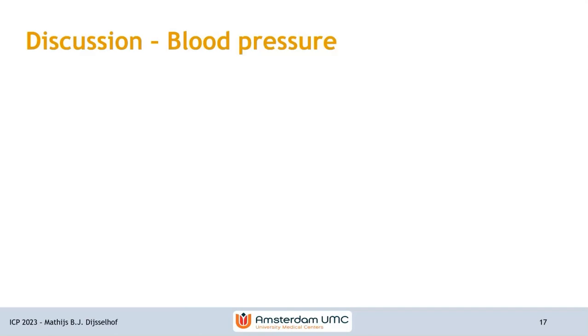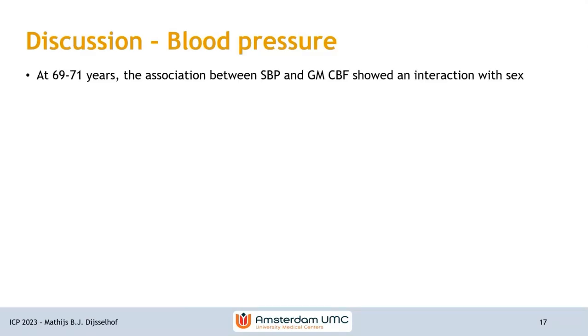So to summarize a bit and talk about some discussion points for the blood pressure, at the latest time point at 69 to 71 years old, the association between systolic blood pressure and gray matter CBF showed an interaction with sex. Again, little to no effect in females, slightly positive effect, and a larger negative effect in males.